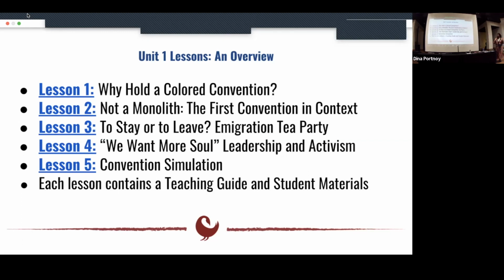Then we ask students to look at the first convention in context, and the idea that Black people are not a monolith. Just like we all didn't agree in here about which way forward, a lot of times when we think about history, we say, Black people did this, right?